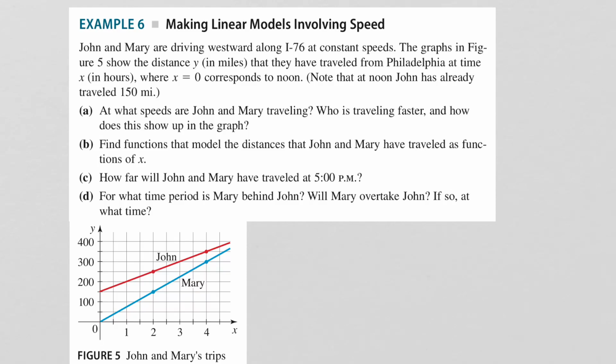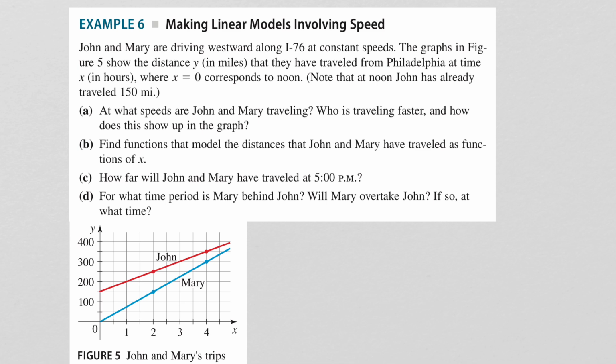In our last example, we look at making linear models involving speed. John and Mary are driving westward along I-76 at constant speeds. The graphs in the figure below show the distance in miles that they have traveled from Philadelphia at a time x hours, where x equals 0 corresponds to noon. Note that at noon, John has already traveled 150 miles.